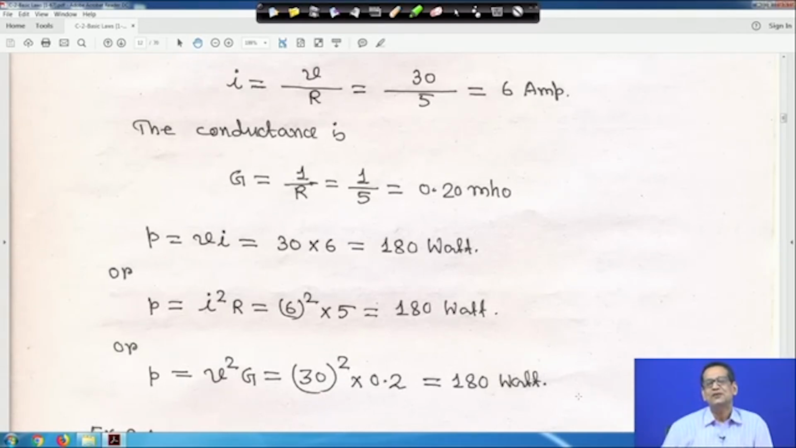The way you want, you can compute the power, but as it is a resistor, it will be power absorbed. So, in all these cases the sign is positive.